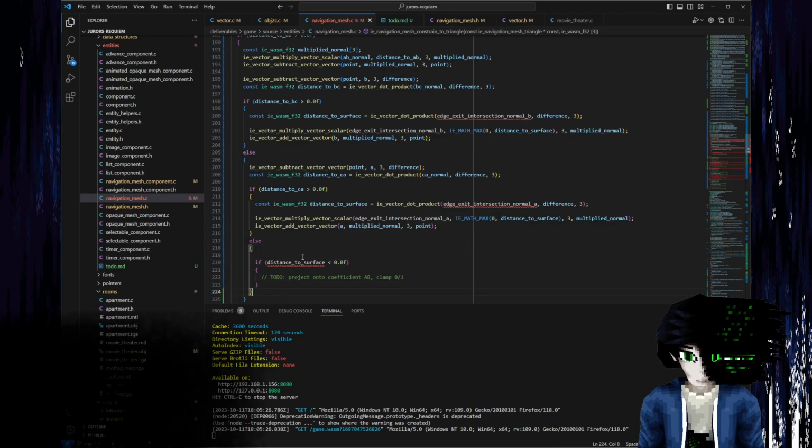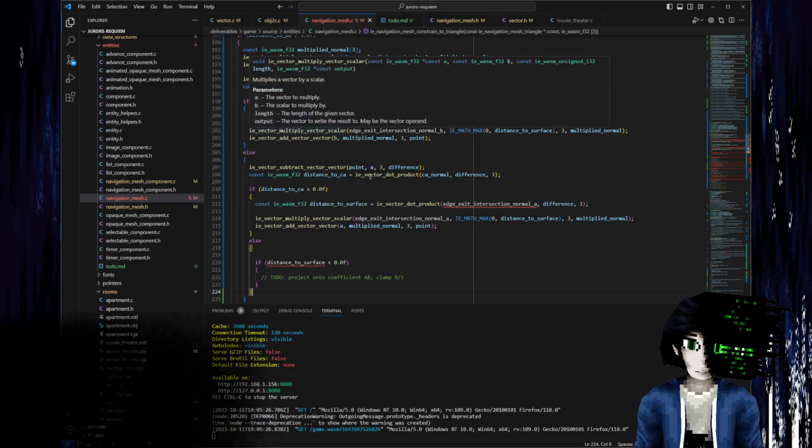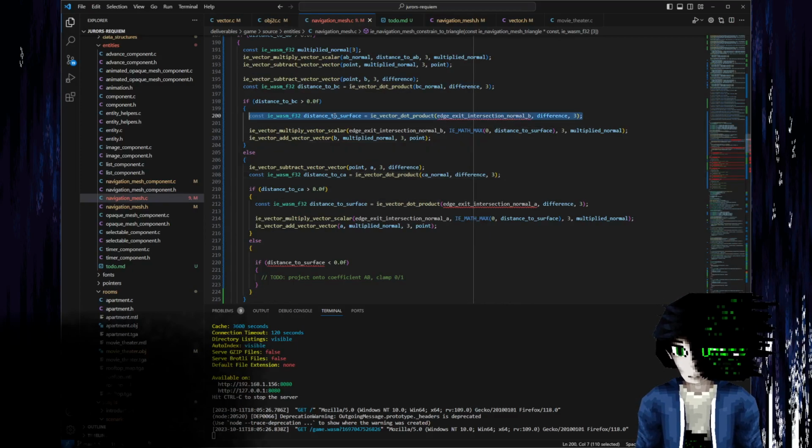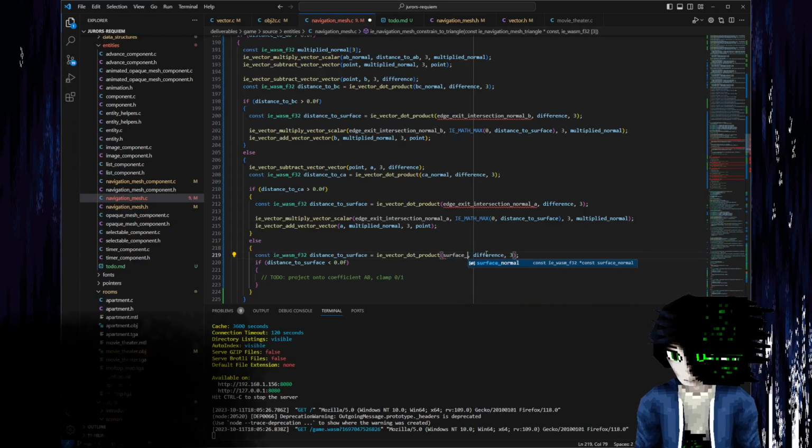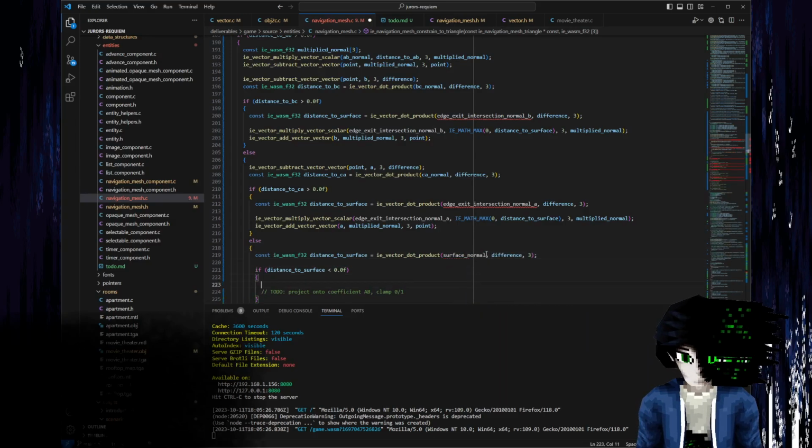And then next up we need to calculate distance to the surface, which is dead easy to do. So it's distance to surface again. We're taking this difference, which is the difference to point B. Yep, that's good. So we can use the surface normal. And it's less than 0.